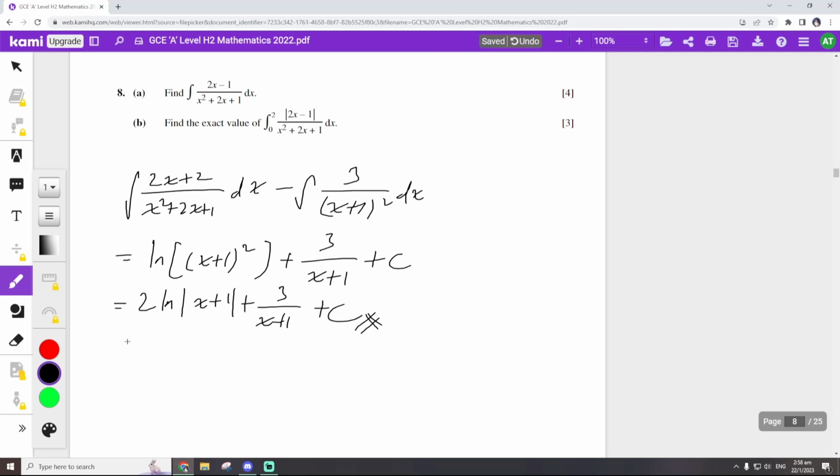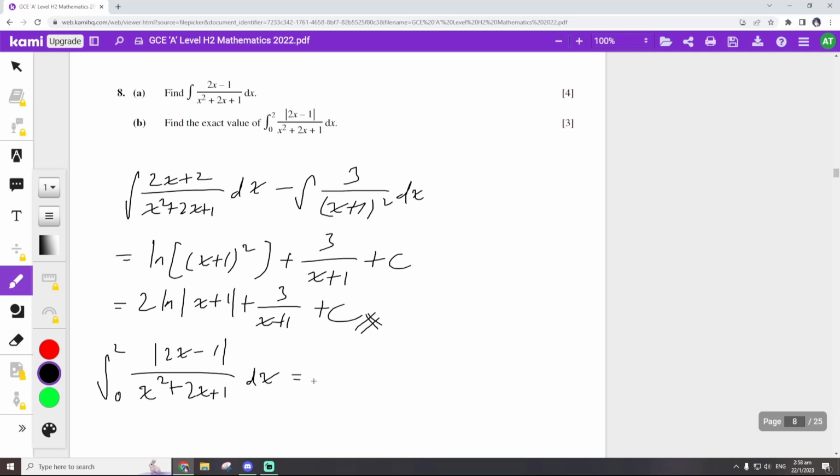Find the exact value of this integral. The integral from 0 to 2 of the modulus of 2x minus 1 divided by x squared plus 2x plus 1 dx. Well, the bottom is always positive because it's only 0 when x is negative 1 and otherwise it's positive, so no problems.